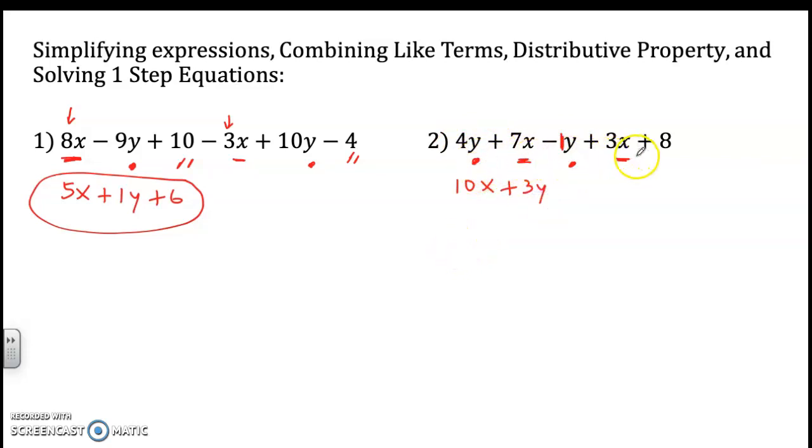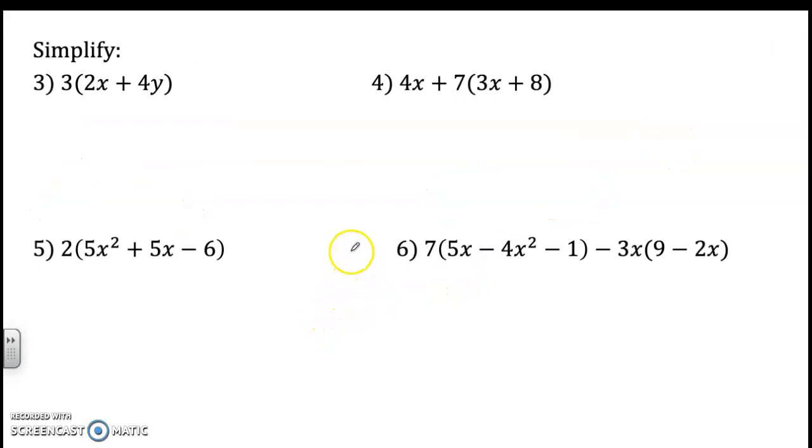And I used all this. I haven't used this number. That's the only number that I have, a constant. Therefore I just bring it down. That's my answer. Okay. Let's simplify.